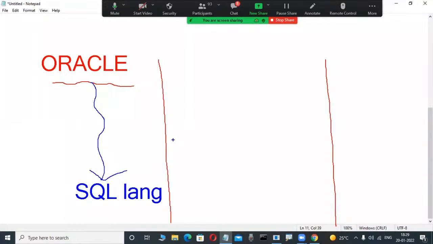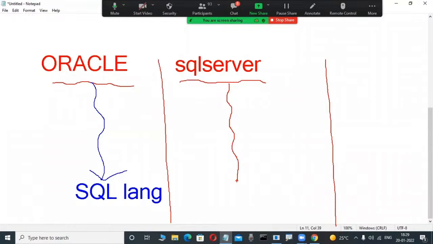Suppose in my company another project is there, which is also a relational database product from Microsoft. That is SQL Server. Some employees work on the SQL Server product, which is also a database product, same as Oracle, but to operate it they use one language only. What is that language? SQL is a language.